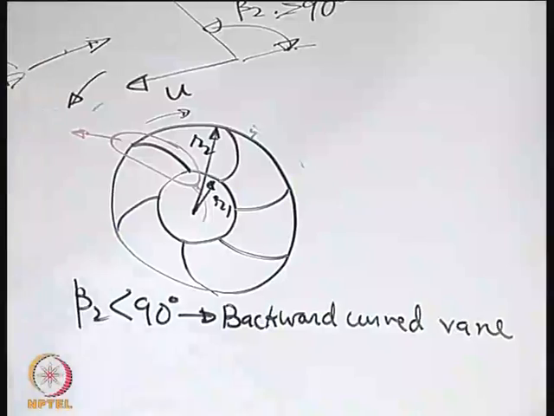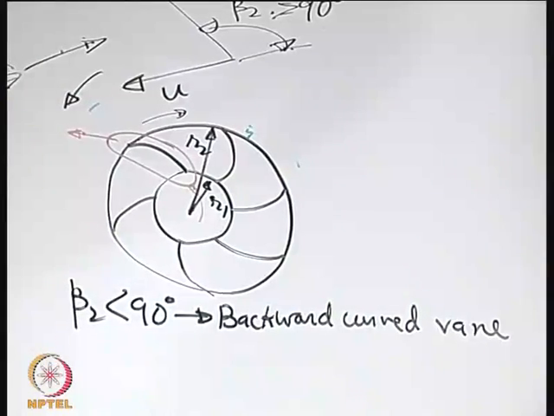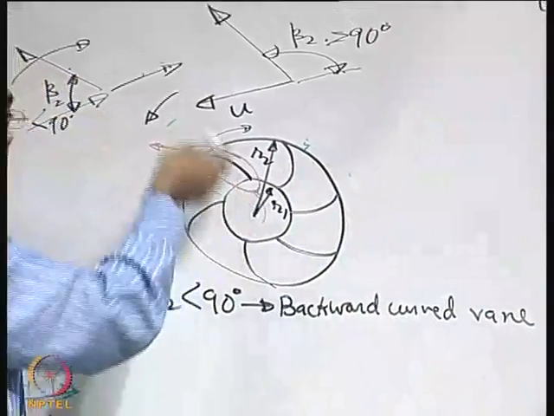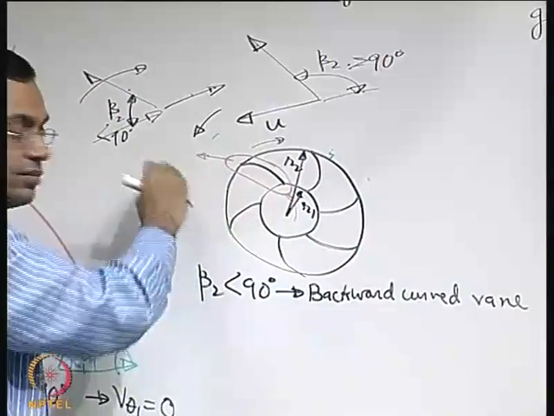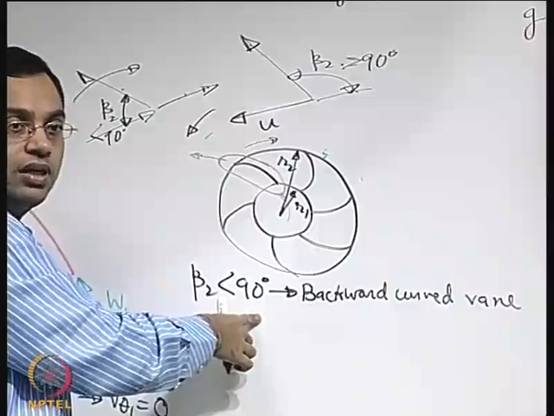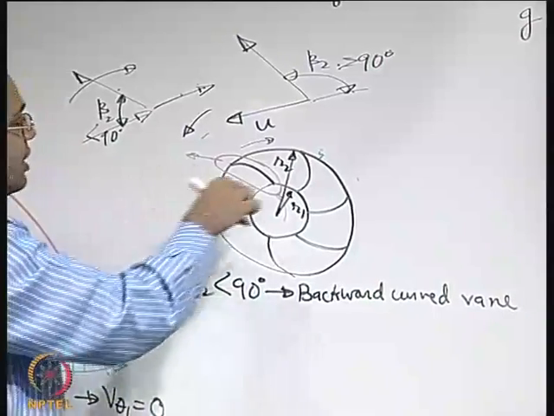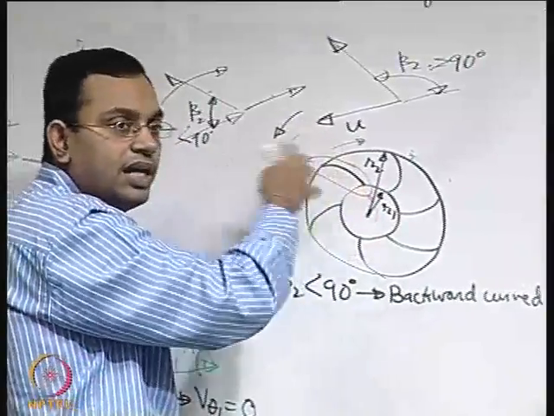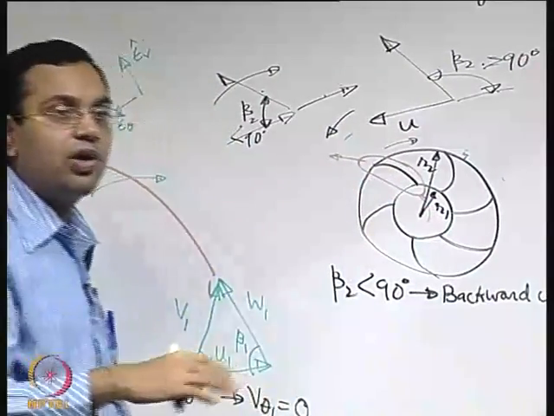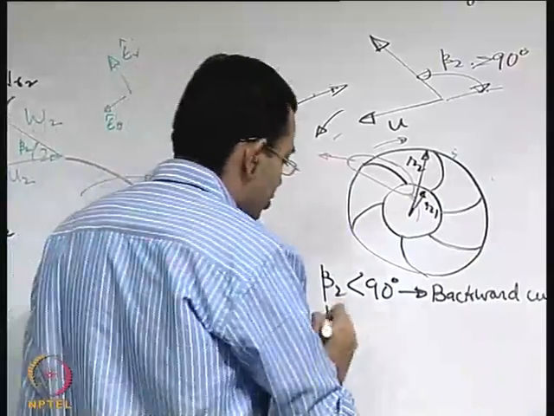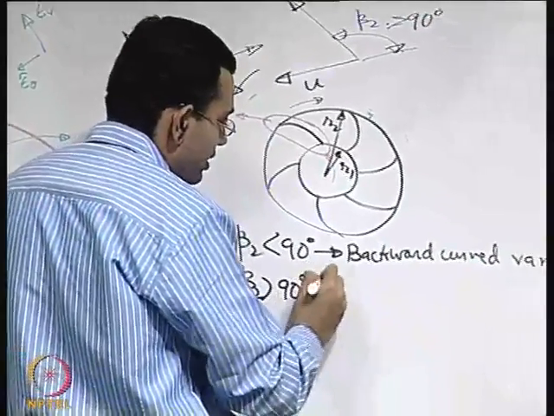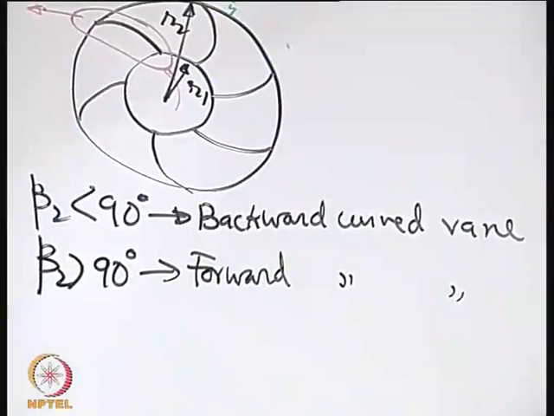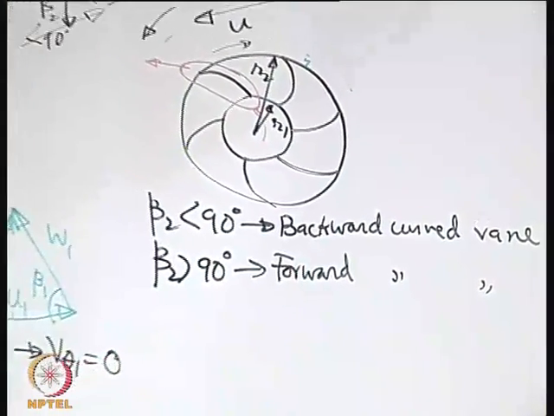Vane means blade basically. So, backward curved vane means the tangential velocity is in the forward direction, but the blade is oriented backwards to that. That is why this is called a case of a backward curved vane. On the other hand, if the tangential component of velocity and the curvature of the blade are oriented in a similar fashion, then it is called a forward curved vane. So, beta 2 greater than 90 degree is called a forward curved vane. A special case may of course be beta 2 equal to 90 degree.